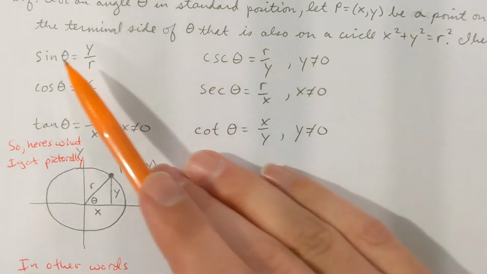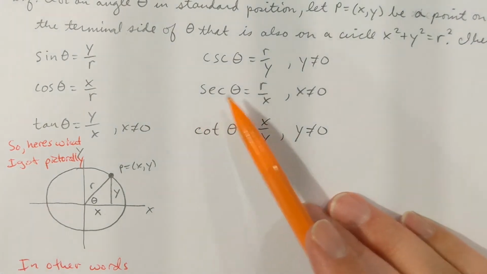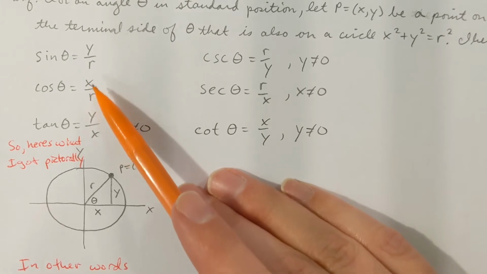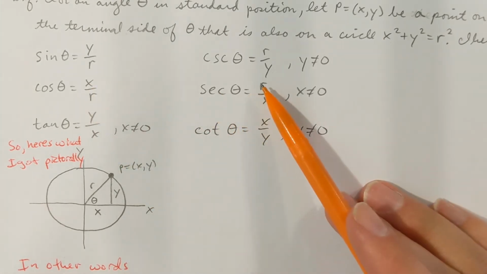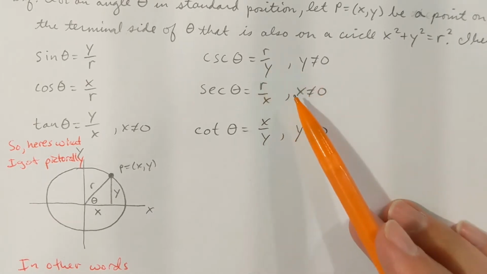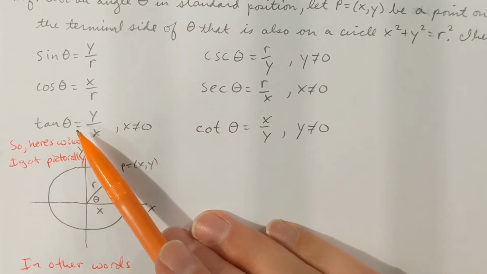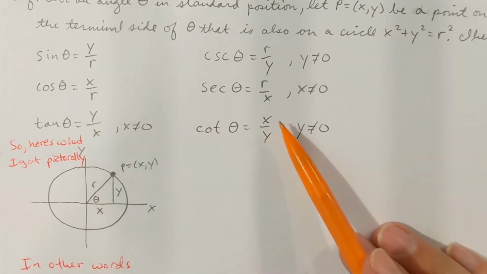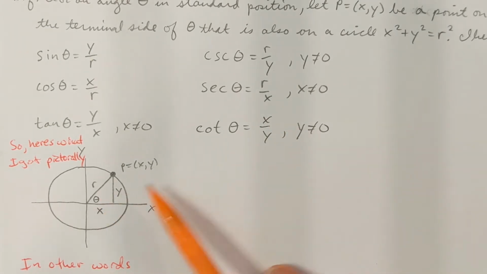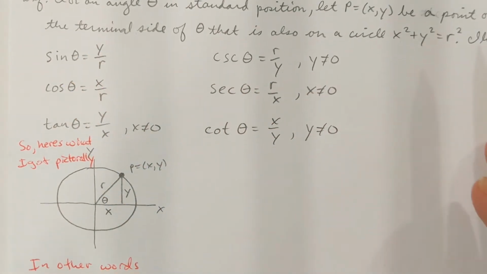Cosecant of theta would be the reciprocal of sine of theta, so you're just going to switch the numerator and denominator. Secant of theta is the reciprocal of cosine of theta, so cosine of theta is adjacent over hypotenuse. Secant of theta would be hypotenuse over adjacent. X can't be 0. Okay, y can't be 0 up here for cosecant theta. And then cotangent theta is the reciprocal of tangent theta. You're switching the numerator and denominator, and so we want opposite over adjacent. Y can't be 0. Okay, these are the 6 trig functions to know.